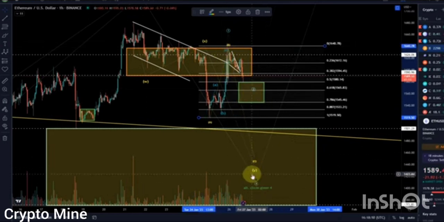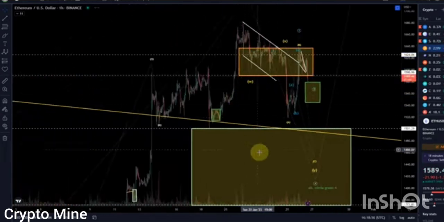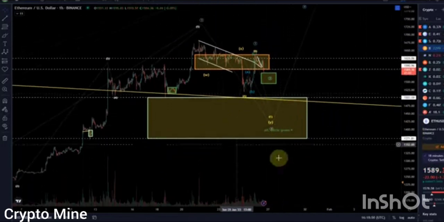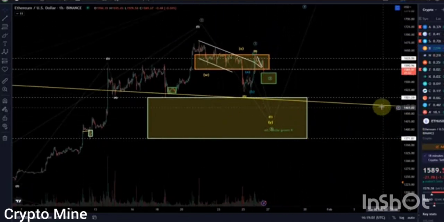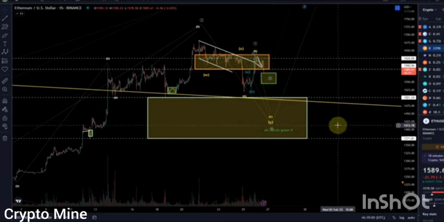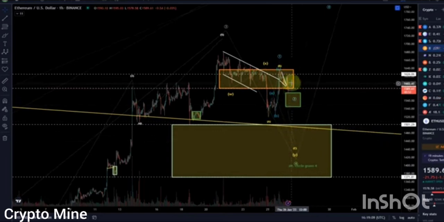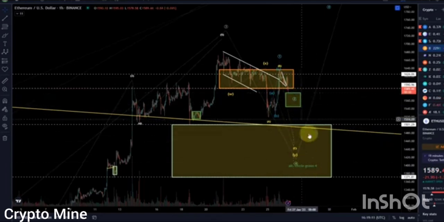So if we don't find support at the latest there, then we're probably going to come through here in a C wave of Y to make a new low in this large green support area for the wave 4, and make it quite a deep wave 4, get into this area here between 1370 and 1500. That is still relevant as support area and will become very likely if we come down here.